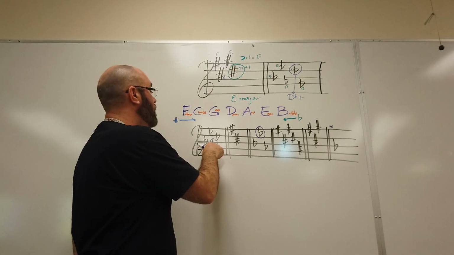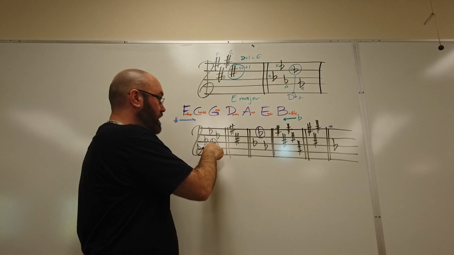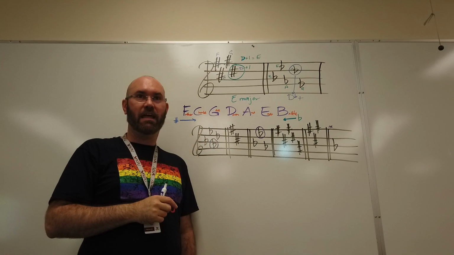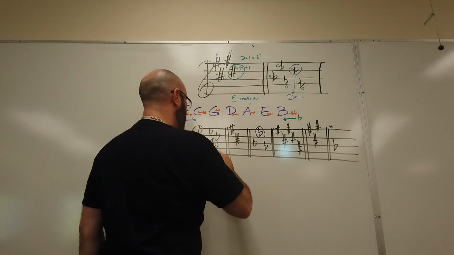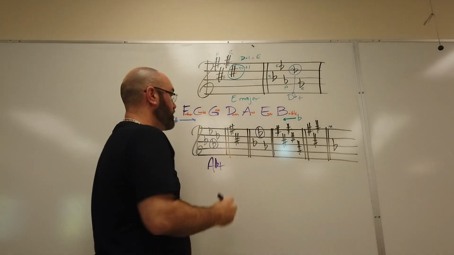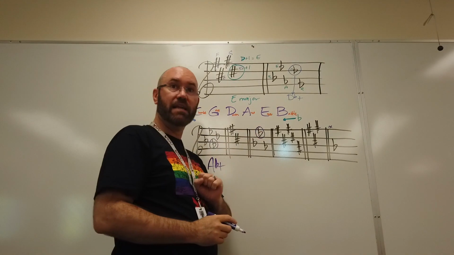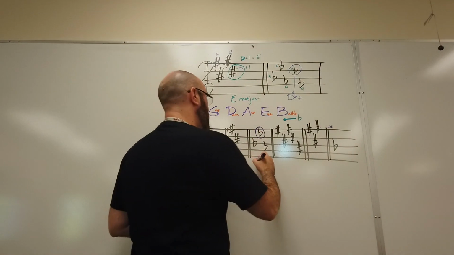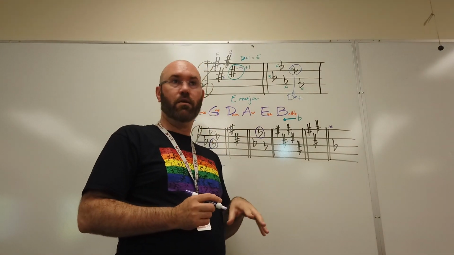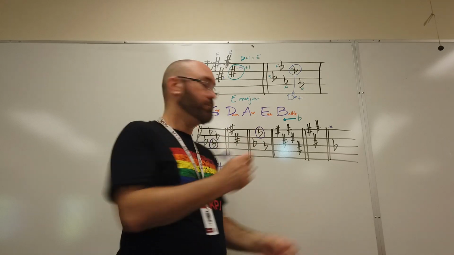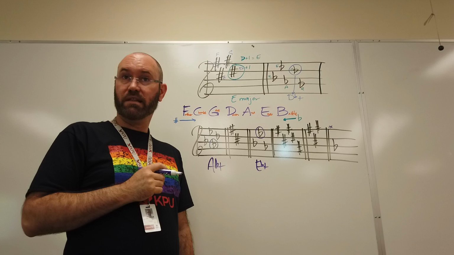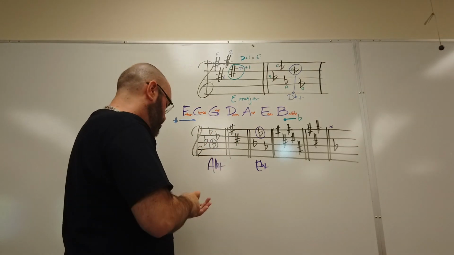Okay, so now, what's the name of this flat? A flat. So this is A flat major. What's the name of this flat here? E. So the name of this flat is E flat, not E. E is a letter. This flat is E flat. So this is E flat major. Make sense?